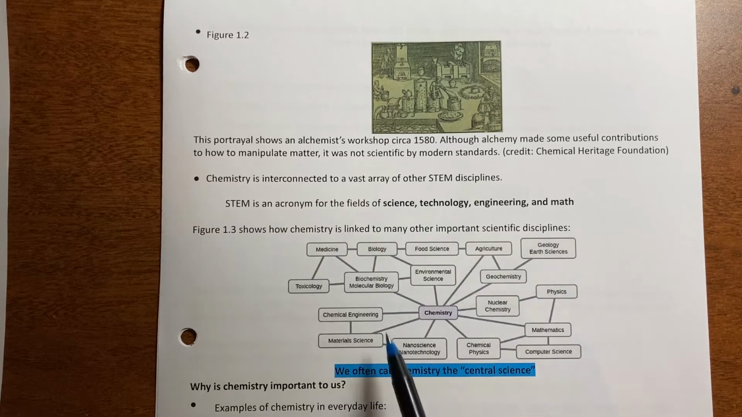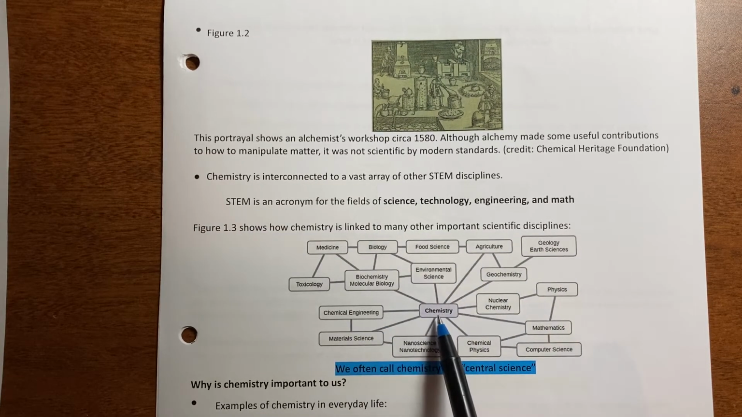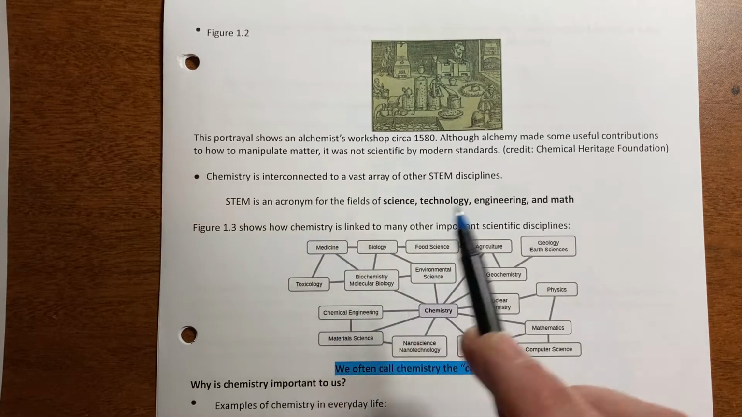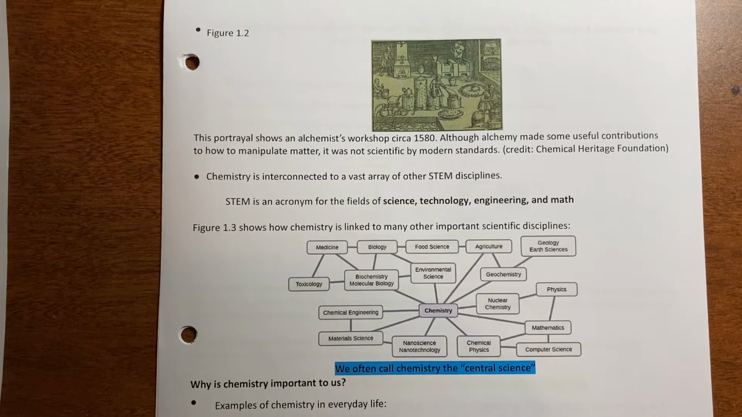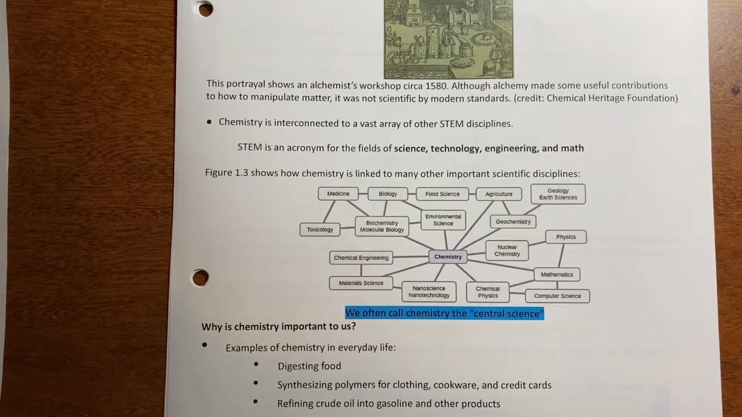Chemical engineering is really just applying chemistry to industrial processes and making chemicals on a large scale. Medicine and biology, of course, you have to know some chemistry to understand proteins and fats and how enzymes work. Toxicology, environmental science. Toxicology is dealing with toxins and how the body processes poisons and things like that. Geochemistry, dealing with geology, rocks and minerals. Agriculture, dealing with fertilizers. It just goes on and on and on. So chemistry is really central to all these other disciplines.